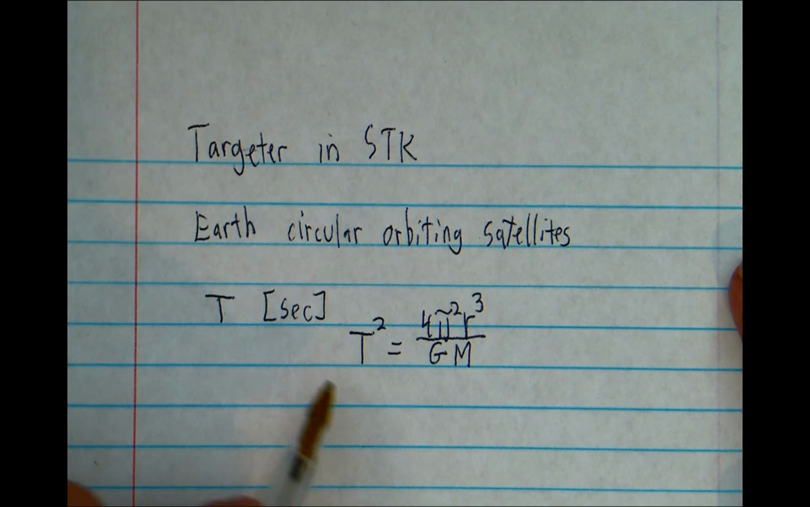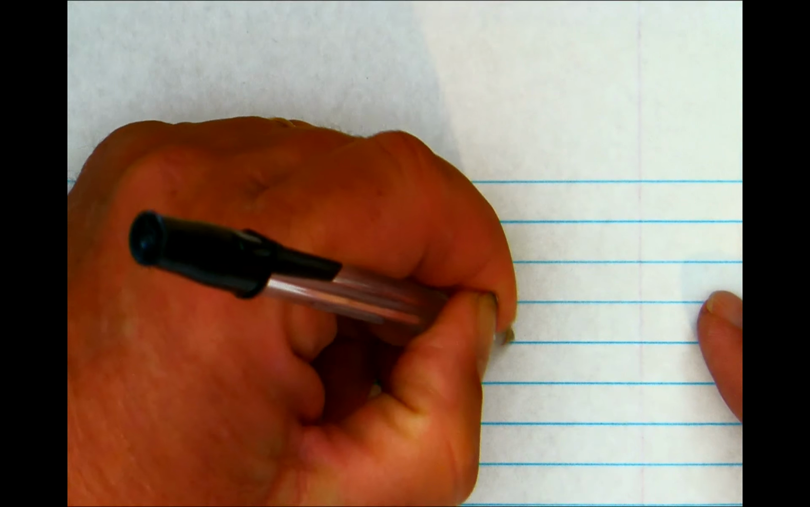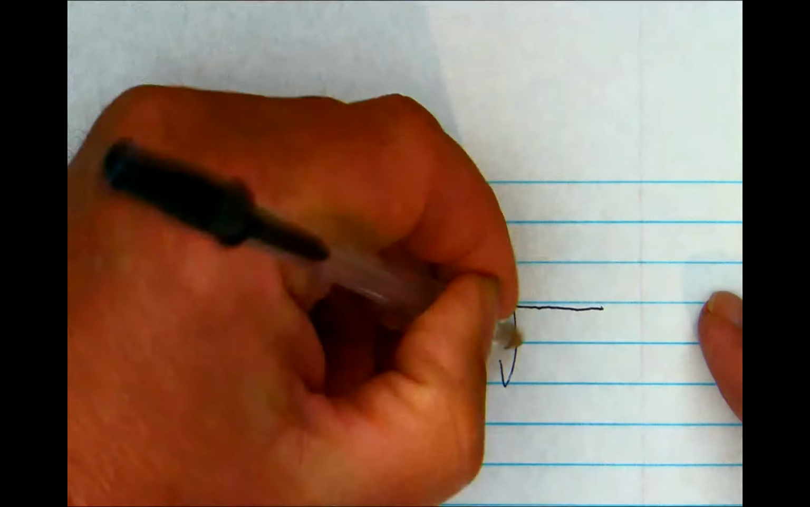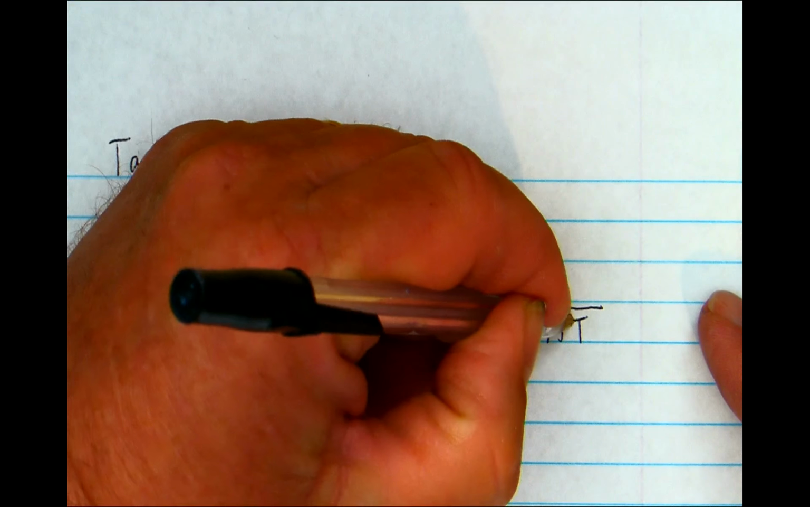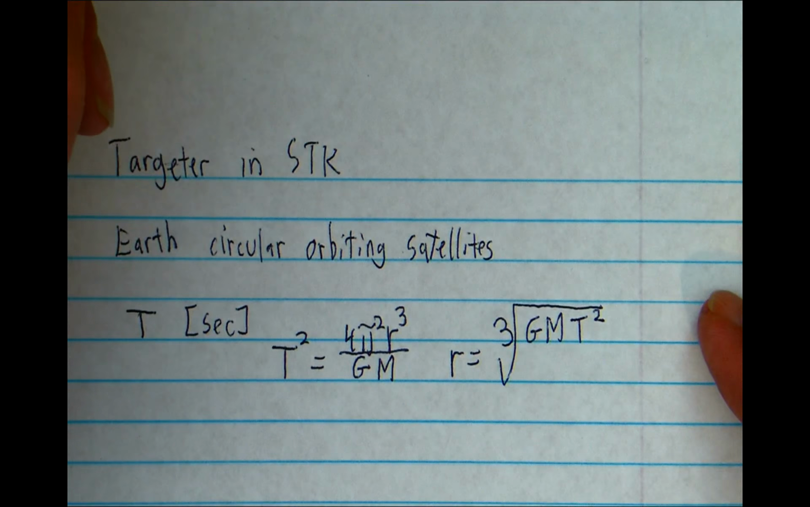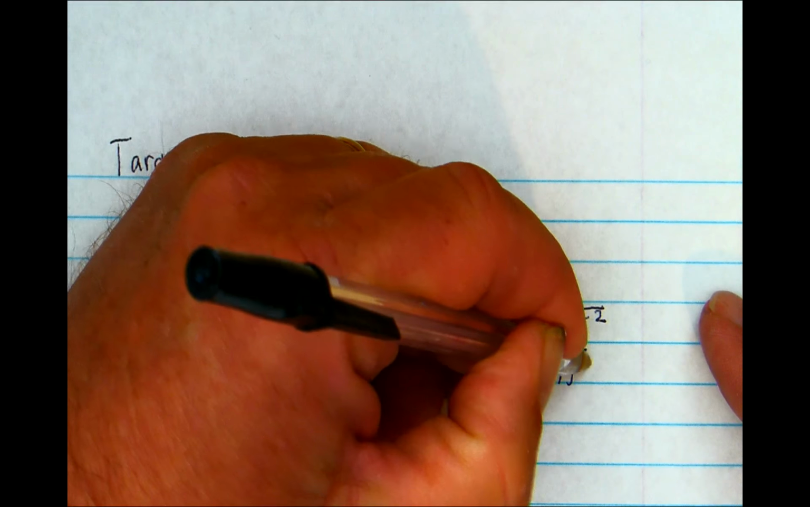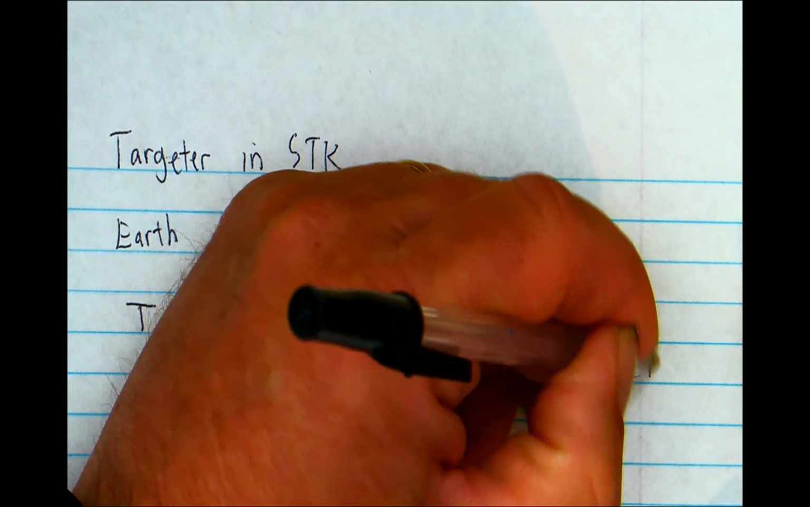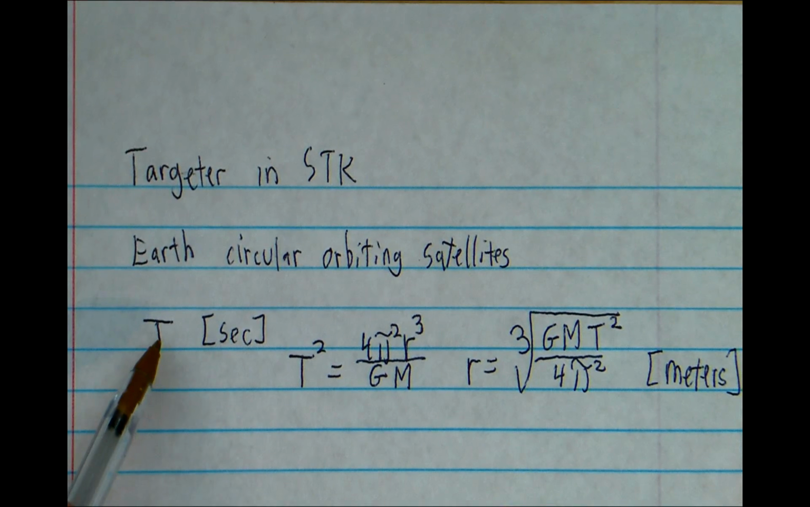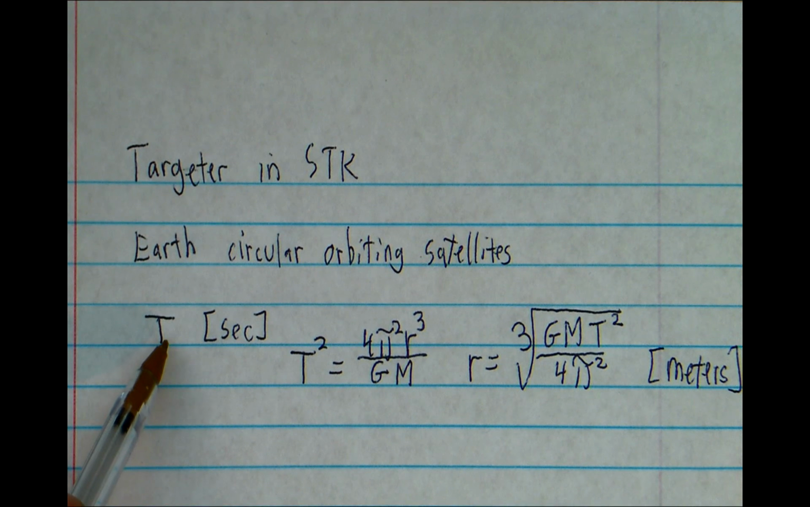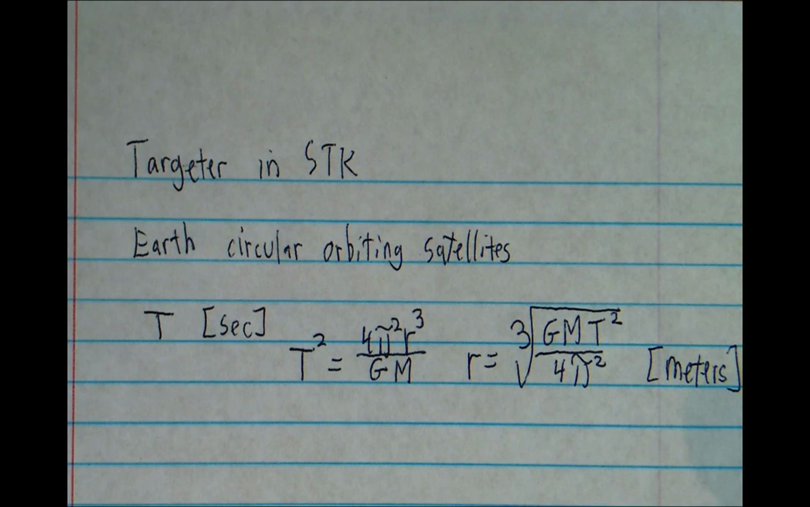Rearranging this equation and solving for the orbit radius would be the cube root of capital G times the mass of the central body times the square of the orbital period in units of seconds, all of that divided by 4 pi squared. And this will give you the radius in units of meters. So if I give you the orbital period in, let's say, hours, you can calculate the orbital radius in meters from that, and then, of course, convert from meters to kilometers.